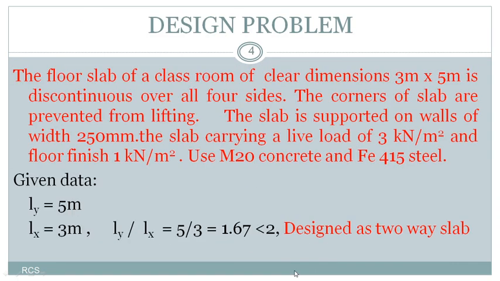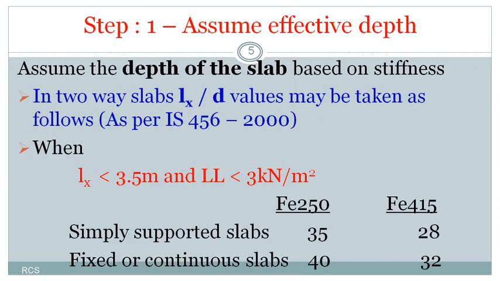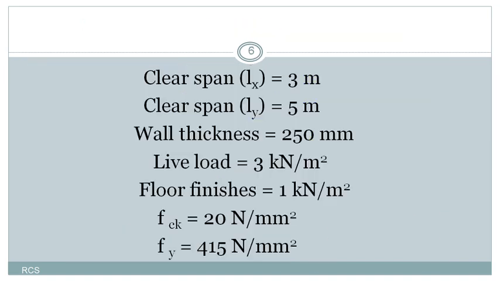So let us check according to our given data which condition we have to use for calculating our Lx by d ratio. And here we have one more condition, if the case is reverse. If Lx is greater than 3.5 meters and live load is greater than 3 kN per meter square, then we have to take the Lx by d ratio same as we assumed for the one-way slab. Let us check which condition we have to apply here.